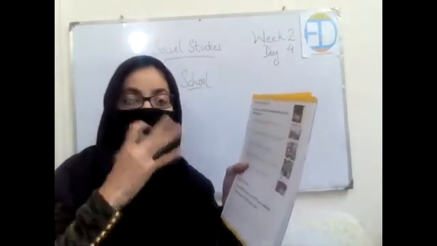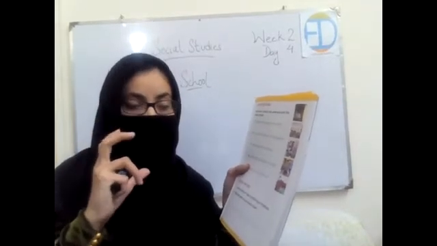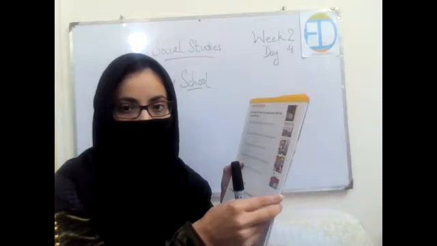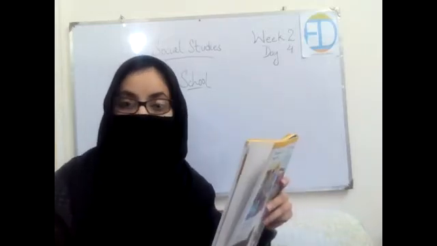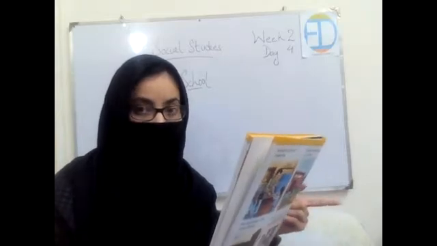Okay. Now you need to identify the picture in which an assembly is going on in a playground. Can you identify the picture? Is it picture number 1? No. 2? No. Is it picture number 3? No. 4? No. 5? Yes.